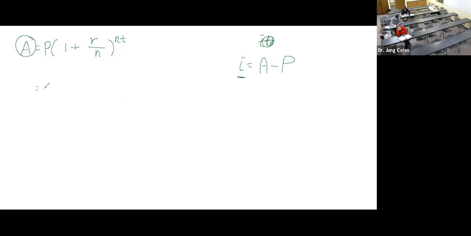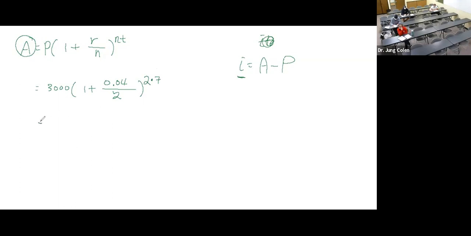So let's find the A first. Principal, 3,000. 1 plus, what's the interest rate? 4%, 0.04. How many times? It says semi-annually, so N should be 2. Awesome. So we have 2 times for how many years? 7. 2 times 7. So everybody got this one?